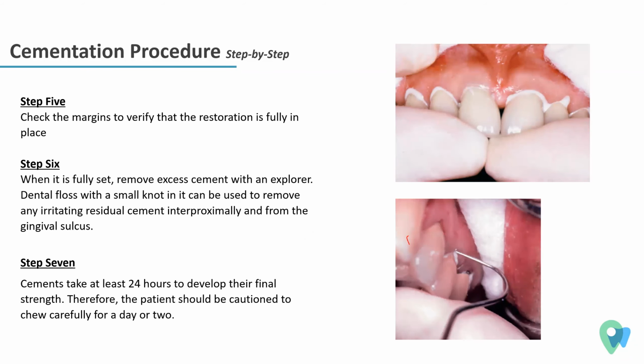Step 5. Check the margins to verify that the restoration is fully in place. When it's fully set, remove excess cement with an explorer. Dental floss with a small knot at the end can be used to remove any irritating residual cement interproximally and from the gingival sulcus. Step 7. Cements take at least 24 hours to develop their final strength. Therefore, the patient should be cautioned to chew carefully for a day or two.